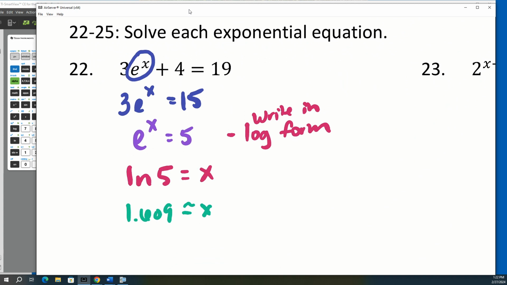Now on these, you can still plug in the answer choices. You are not going to get exactly 19 because that's an approximate answer, but you should get something super close, like 19.005 or 18.999 or something like that.